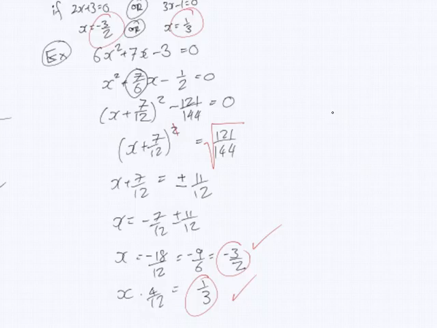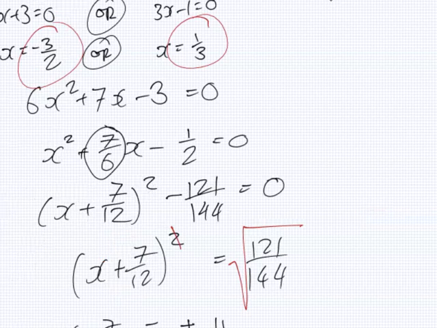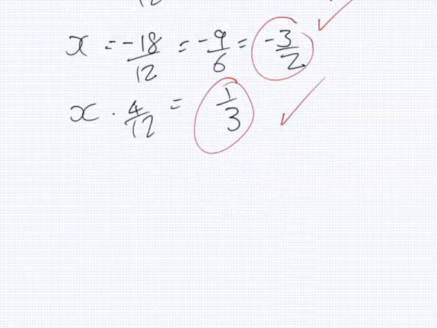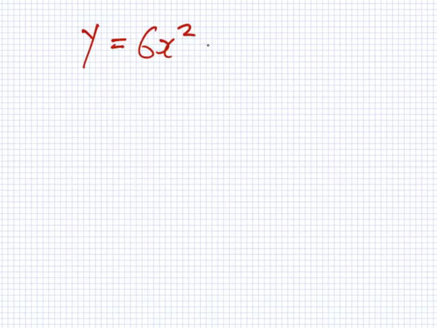Right, so now that we know how to solve, we can start drawing. For example, let's draw this one that we've just been working on. Let's see about drawing this. We have y equals 6x squared plus 7x minus 3.